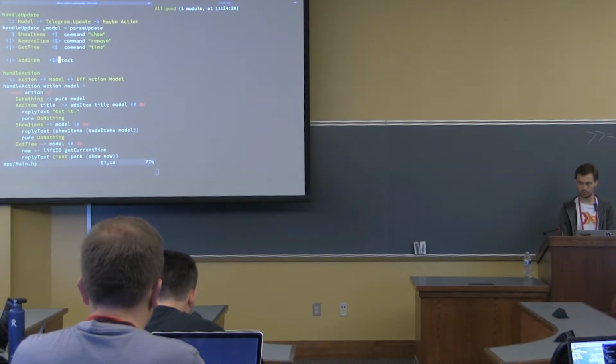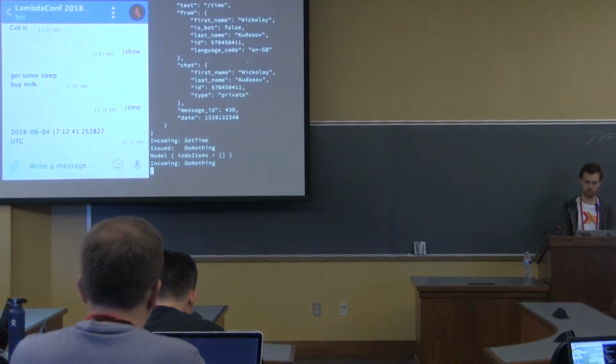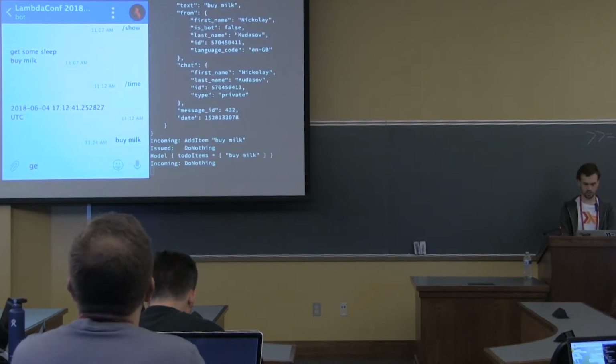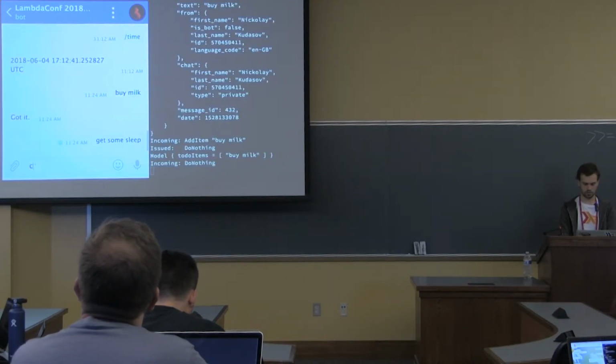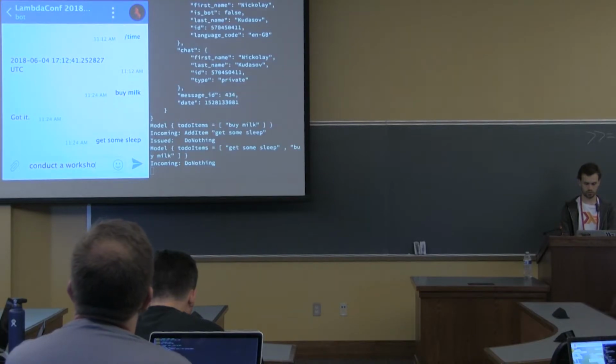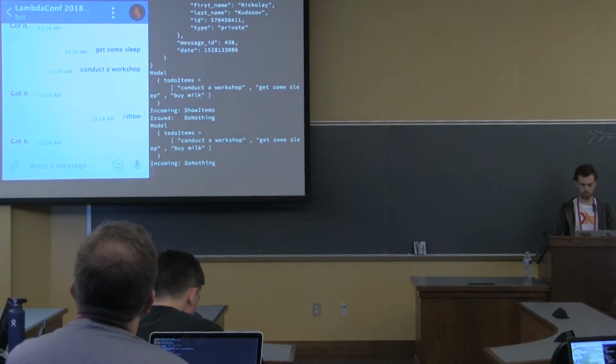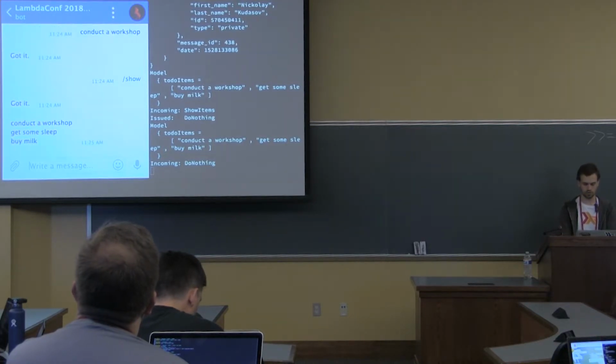All right. So now we go to the GHCI. We run this. We add some buy milk, get some sleep, conduct a workshop. Okay, so we can now show. So it shows us the list of things to do, and then we can remove. For instance, we can remove buy milk.